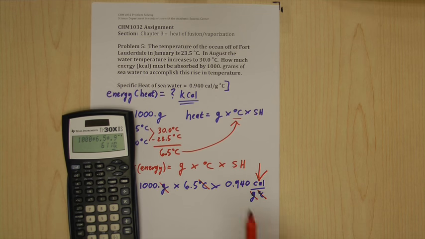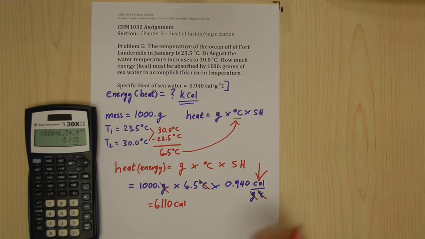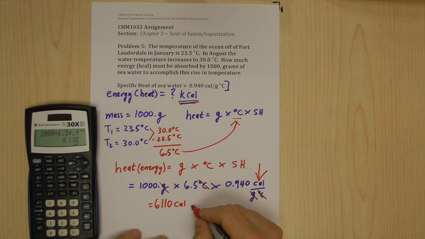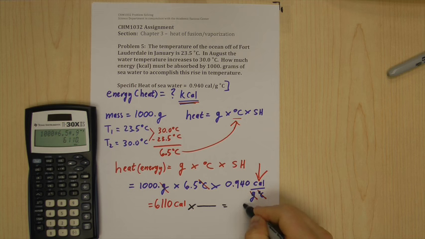All right, so let's write down that string of numbers. The calculator said 6,110 calories. That's not the correct answer. It's almost correct. It's definitely in the right direction, but it's not quite the correct answer. To figure this out, to go to kcals, which is what the question demanded we do, all we have to do is multiply, let me get a different color, multiply by something to give us kcal. Okay? We have to multiply by something to give us kcal.